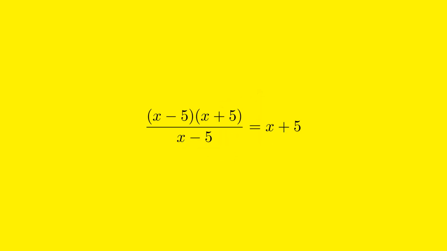To proceed with reducing the expression, we notice the common factor x minus 5 in both the numerator and the denominator. By cancelling out x minus 5 from both the numerator and the denominator, we simplify the expression. This reduces the original rational expression to x plus 5. This is the final step in our calculation. Therefore, the expression simplifies to x plus 5.